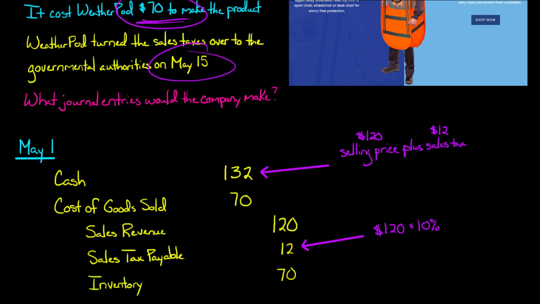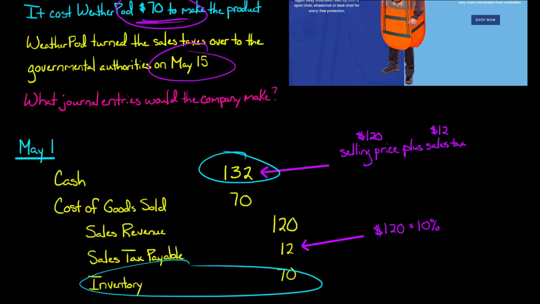So they're getting $132 of cash. The company is taking in the $120 selling price, plus they're collecting the $12 of sales taxes on behalf of the government. Thus, you'll see there's also a liability being credited, sales tax payable, because $12 of that $132 is going to need to be turned over to the government at some point in the future. Now, we'd said it cost WeatherPod $70 to make the product, so they need to debit cost of goods sold for $70, and then credit inventory for $70.